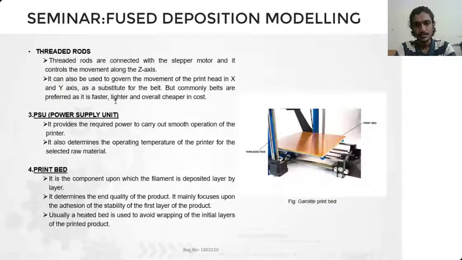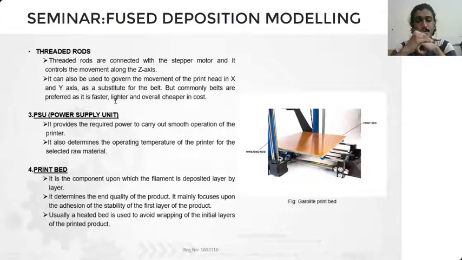The threaded rods mainly govern the movement of the print head along the Z direction, that is vertical movement. The height of the print head can be adjusted using the threaded rods. But in fact, threaded rods can be used in place of belts, but they are a bit costlier than the belts. So belts are mostly used to govern the motion of the print head along the XY axis.